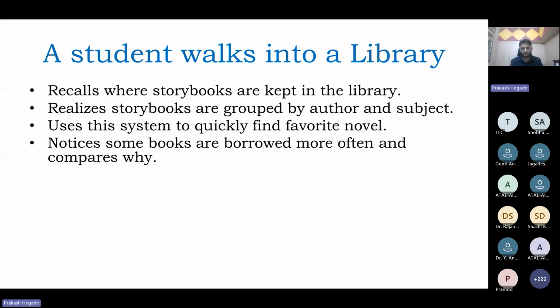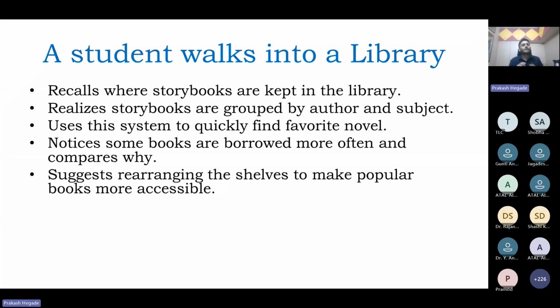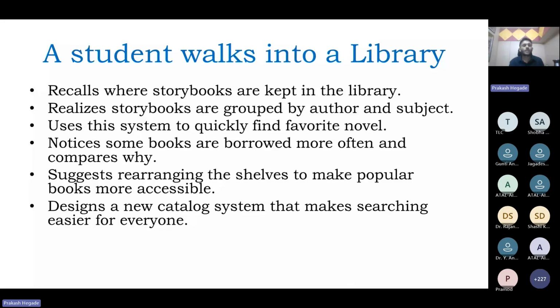Maybe it's very popular. The next task is the student comes and says, hey, look, you need to rearrange your shelves so that the books which have been accessed a lot, keep it in front so that it becomes more accessible. That's one. And the last one is, why don't you design a new catalog system that makes searching easier for everyone? Okay, this is the way in which you can understand a system. This is one perspective of understanding a system. Okay, it need not be the final ultimate way of understanding a system.